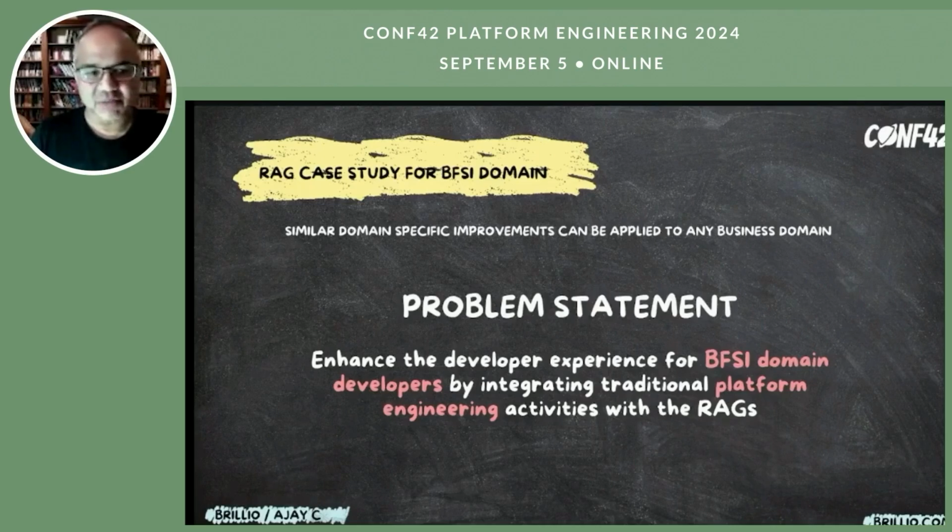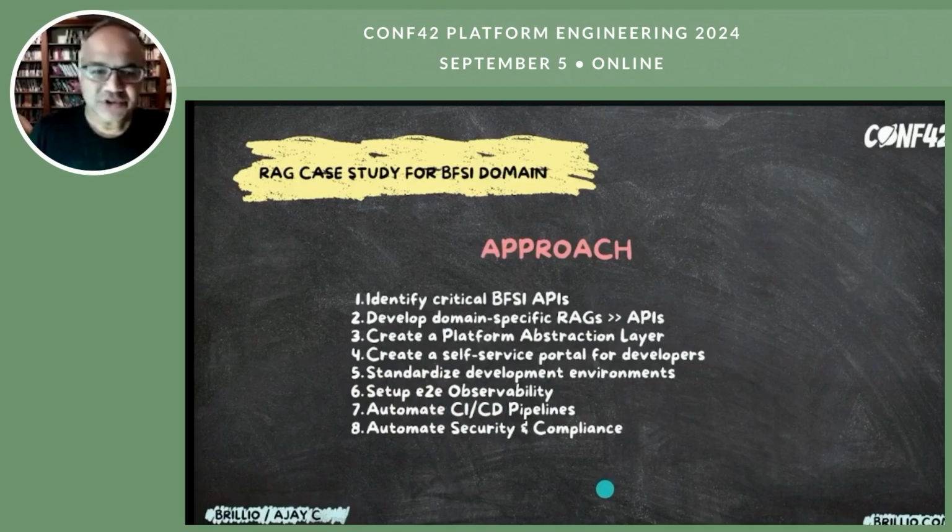Essentially, these engineers are building products within this domain, and you're going to integrate some traditional platform engineering activities together with the RAGs as you do this. So the approach I recommend is to start with identifying those critical BFSI APIs, and we'll talk about what those things are. And then we really start thinking about what are those domain-specific RAGs that you would need. This is the most critical step, right?